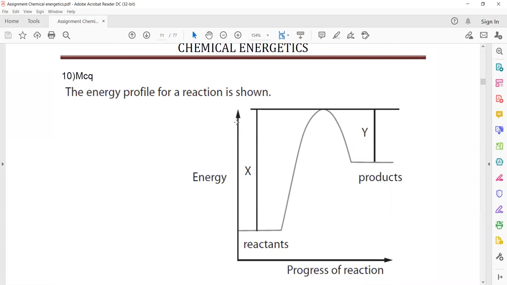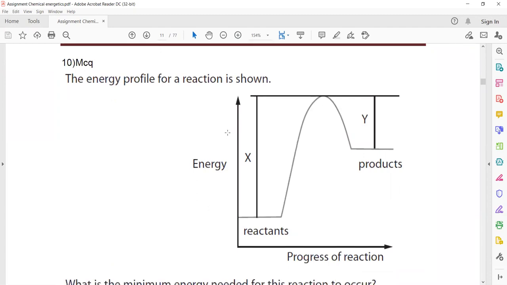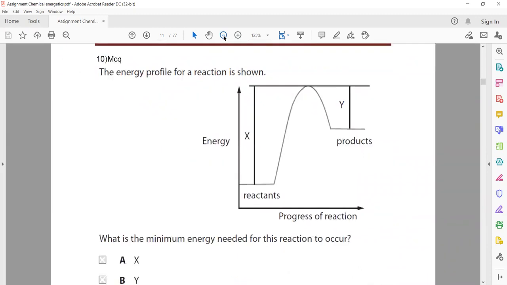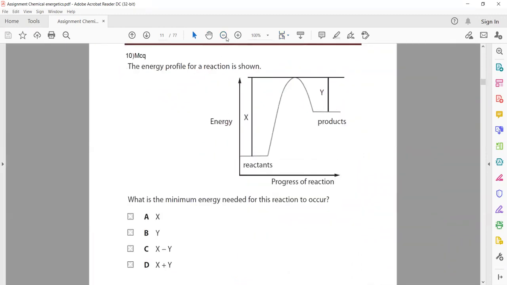Next question, question 10, MCQ 10. The energy profile for a reaction is shown. Reactants have low energy and the product has high energy, so this is an endothermic reaction. What is the minimum energy needed for this reaction to occur? They are asking for the activation energy, from the reactant to the point where the reaction starts. That is known as the activation energy. Which label represents the activation energy? So A, or X, is representing the activation energy.